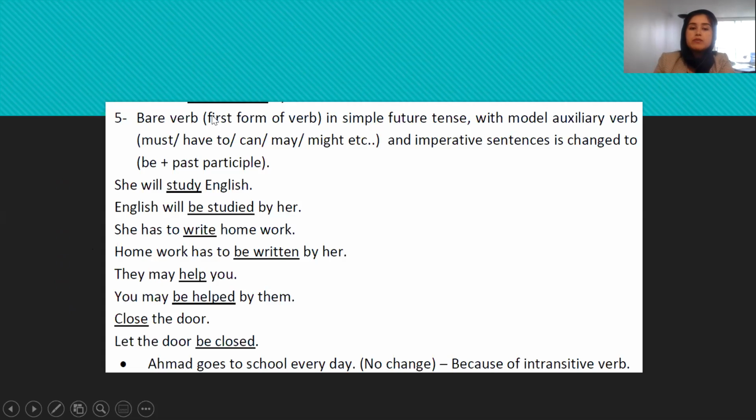The fifth rule is the bare verb, the first form of the verb, in simple future tense with modal auxiliary verbs and imperative sentences. It is changed to be plus past participle. So the verbs which are used in the future are changed to be plus past participles. For example, study will be changed to will be studied. Is going to be changed to be studied, but we have to use will as well. She has to write homework. Homework has to be written by her.